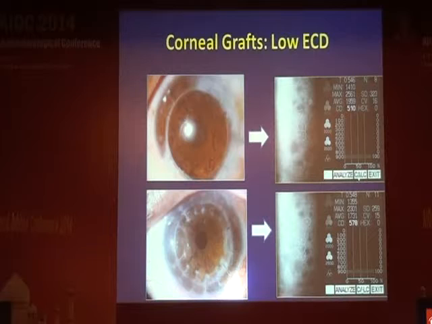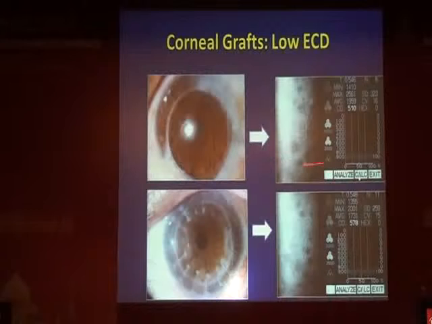This is what I was talking about. We have a corneal graft which was done about 6 years back, and I suddenly decided to do specular microscopy to see it, and surprisingly the cell count was 410. I was frightened, but 4 years down the line, the graft is still very clear.